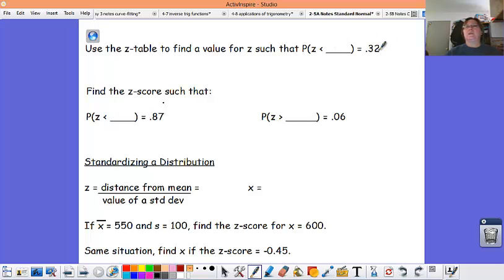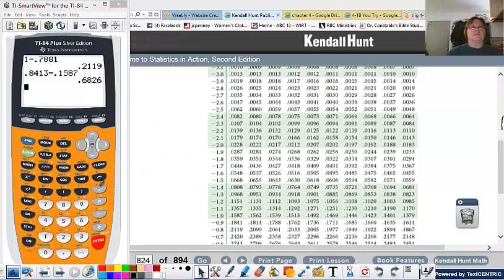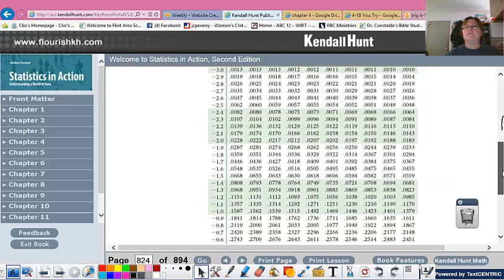So if we are given a probability, we are going to look in the body of the table and get as close to that percentage, 0.32, as we can. Then we will read out and up to find what z-score correlates with it. So here we go. 0.32 is what we're looking for. In the body of the table, oh, I'm on the negative side, so I should be good there. 0.32 is what I am looking for.